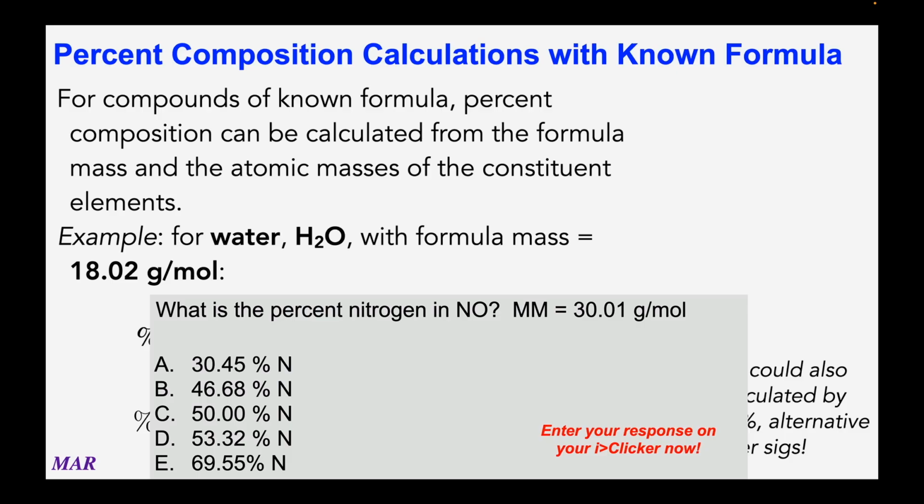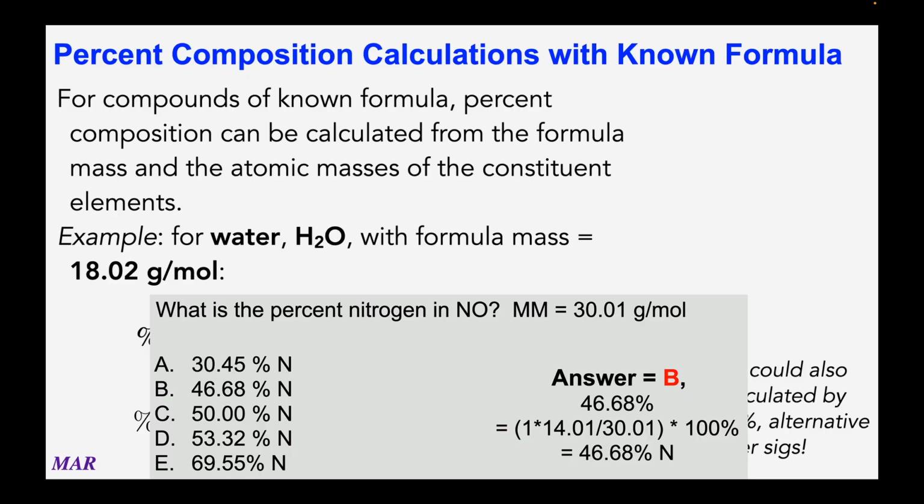What's the percent nitrogen in nitrogen monoxide? Now the molar mass of nitrogen monoxide is 30.01 grams per mole. That's a nitrogen plus an oxygen to get that number. So percent nitrogen, we would take the grams of N in NO. There's 1 N. Nitrogen on the periodic table, 14.01 grams per mole. We'd put that in the numerator. In the denominator, you'd put the molar mass, 30.01. So 14.01 divided by 30.01 times 100%.